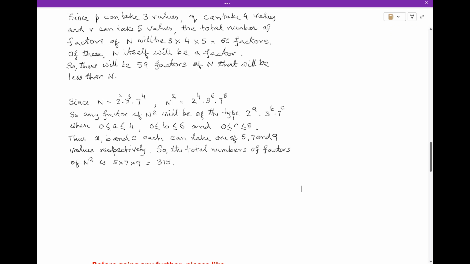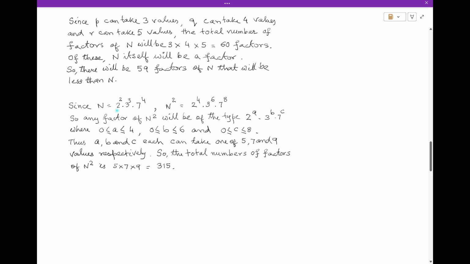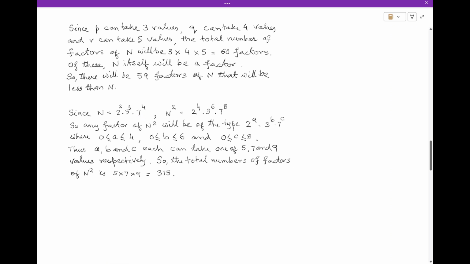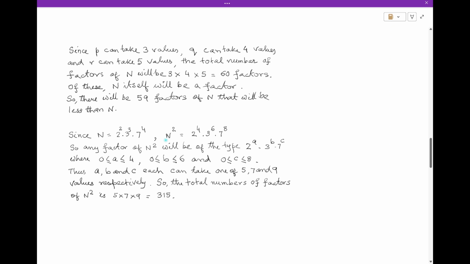Since n is equal to 2 to the power of 2 multiplied by 3 to the power of 3 multiplied by 7 to the power of 4, we get n square is equal to 2 to the power of 4 multiplied by 3 to the power of 6 multiplied by 7 to the power of 8.